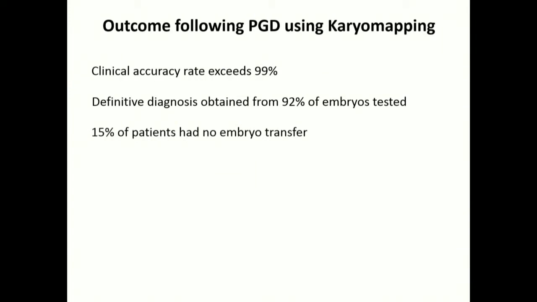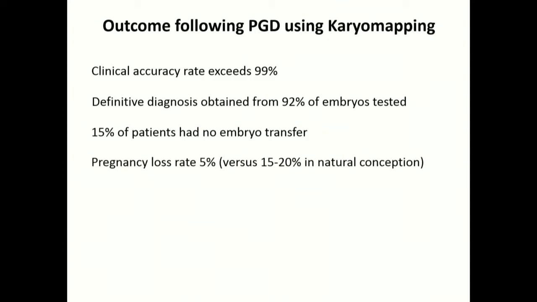About 15% of the patients who begin this process end up with no embryo transfer. Either that's because all of the embryos were diagnosed abnormal, or because the embryos had not developed, so a limitation of the IVF process essentially. The pregnancy loss rate is extremely low. Given the average maternal age of these patients, which is in the mid-30s, you would expect about 15 to 20% of conceptions to fail to go to term, but we actually only see a loss rate of about 5%. So that's very encouraging, and it's almost certainly due to us not transferring aneuploid embryos that would normally have produced those losses. The birth rate per embryo transfer is almost 70%.